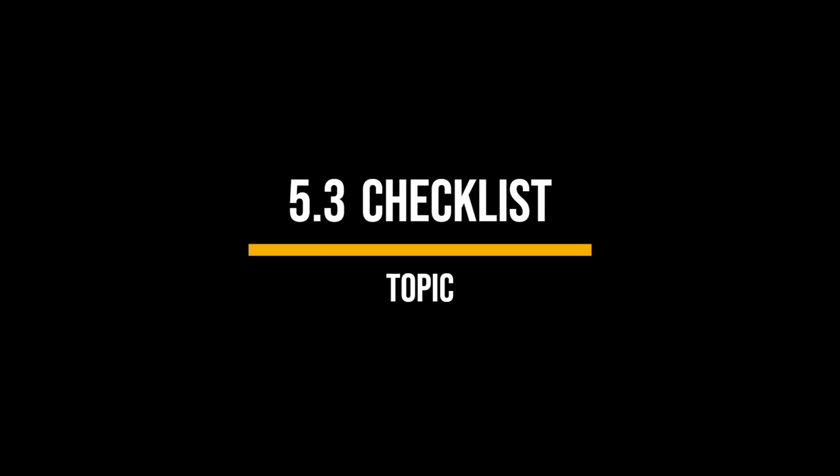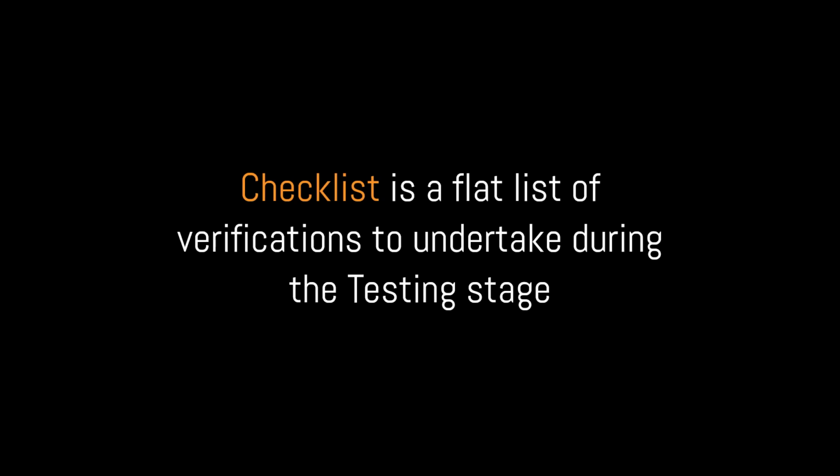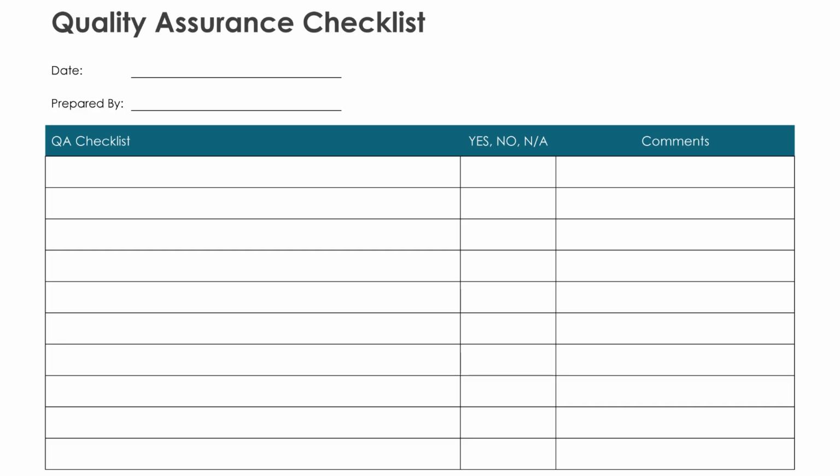Checklist. Checklist is a flat list of verifications to undertake during the testing stage. It helps to split the software functionality into separate testing blocks and allows to understand the scope of testing and how many checks failed. In a checklist, the test order may be random because it does not matter. Checklists are common for initial stages of the project when test cases are only planned for the future development.